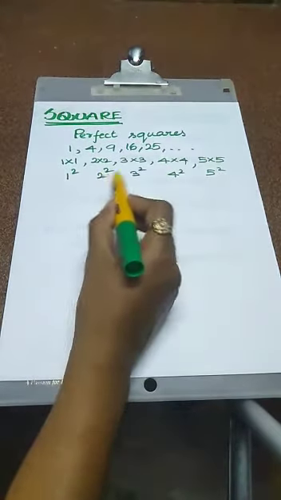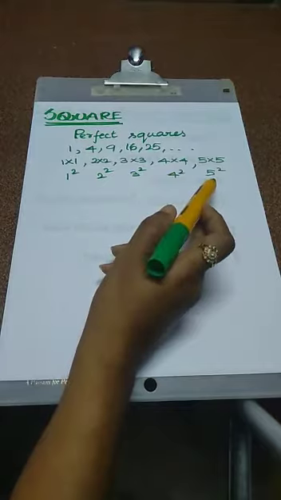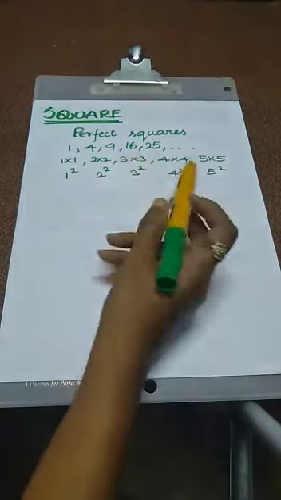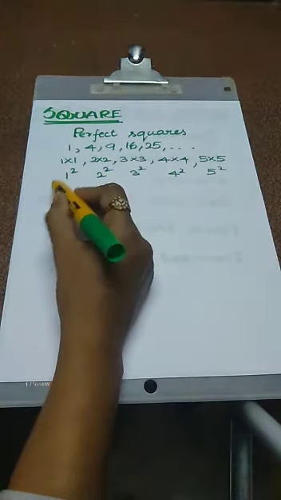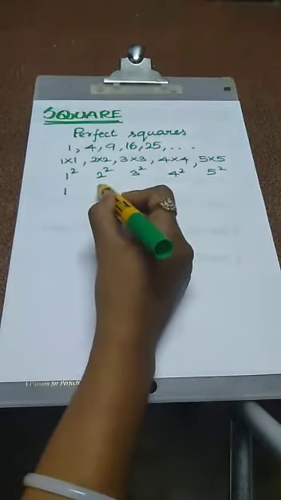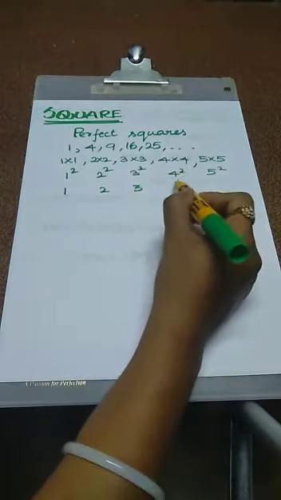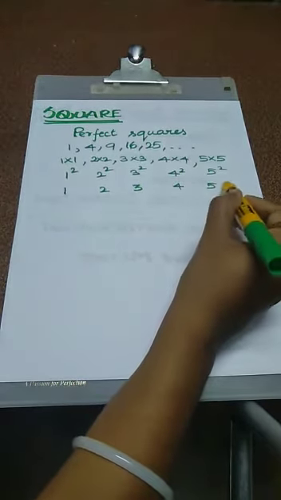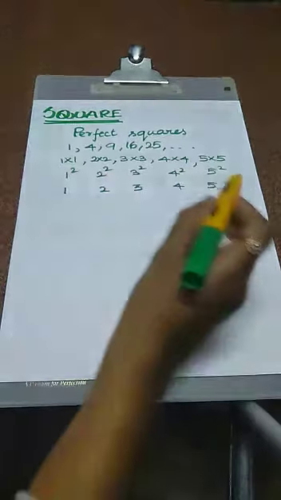So 1 square, 2 square, 3 square, 4 square, 5 square. Now we apply the square root to these values. Now we easily get the values 1, 2, 3, 4, 5. So, etc., we get some values. These are the perfect squares.